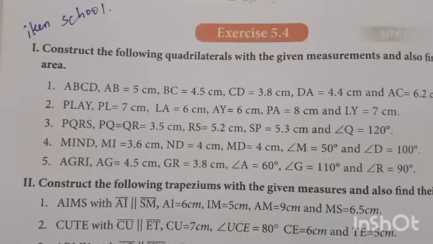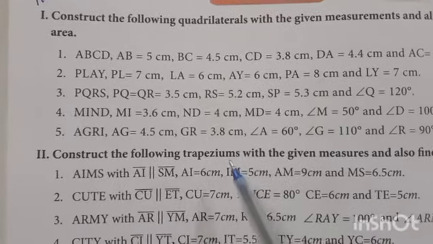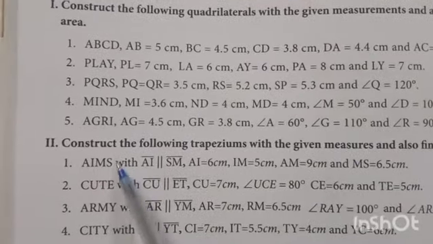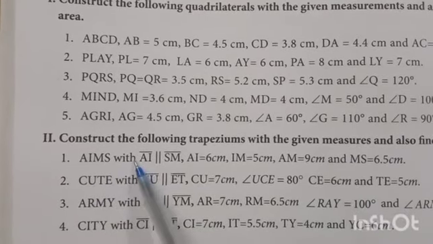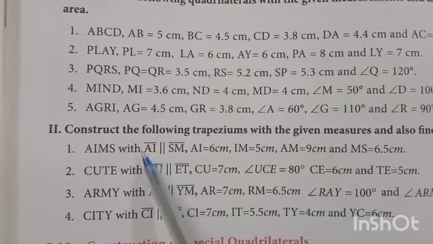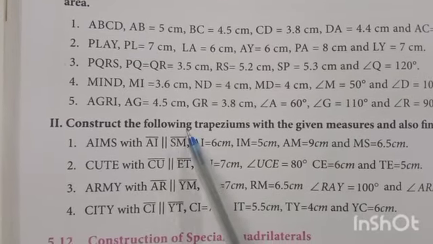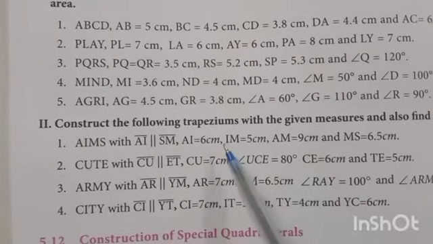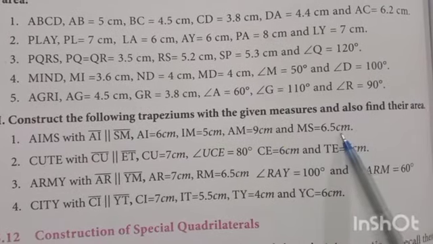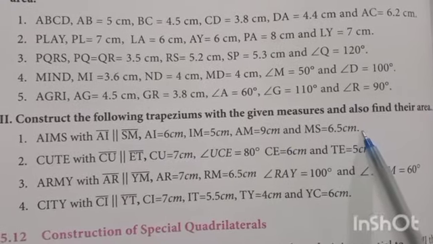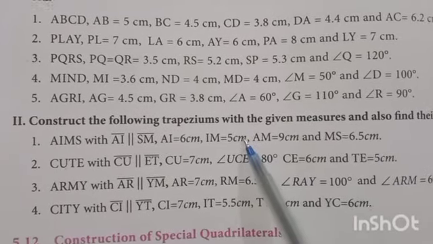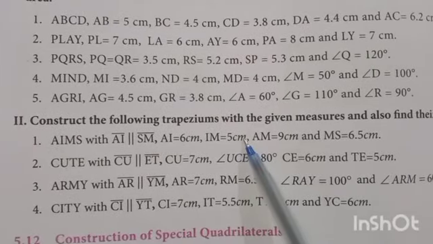Students, page number 192, second trapezium. Construct the following trapezium with the given measurements. Also find their area. First problem: trapezium AIMS with line segment AI parallel to line segment SM. AI equal to 6 centimeter, IM equal to 5 centimeter, AM equal to 9 centimeter and MS equal to 6.5 centimeter. Okay, it is the same as that example problem. You have to try yourself. Next we will move to the next method problem.